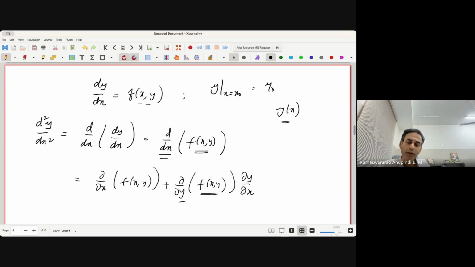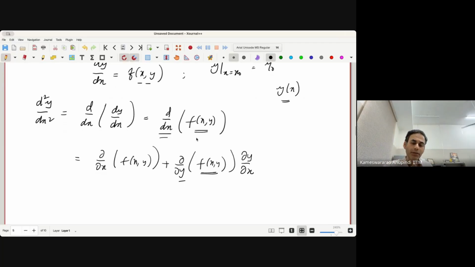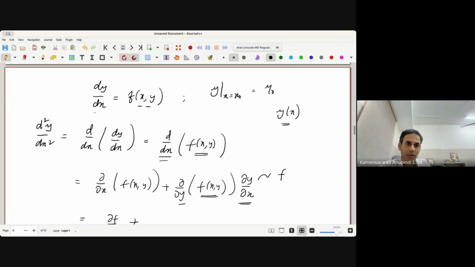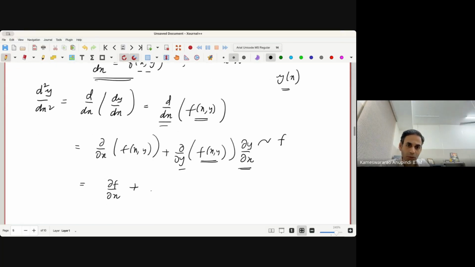But then the underlying function is a function of both x and y, and y itself is a function of x. So this is slightly different from what we learned so far. That means this is going to be partial f by partial x, the first term, and the second term is going to be partial f by partial y times partial y by partial x, which is nothing but f from the given equation. So this is going to be f times partial f by partial y. That is d square y by dx square.